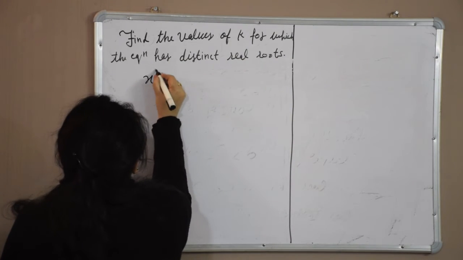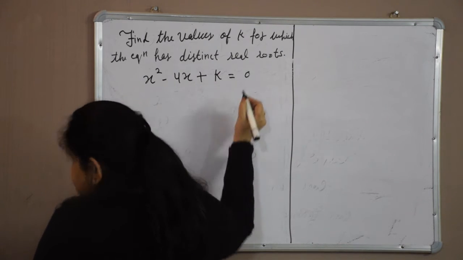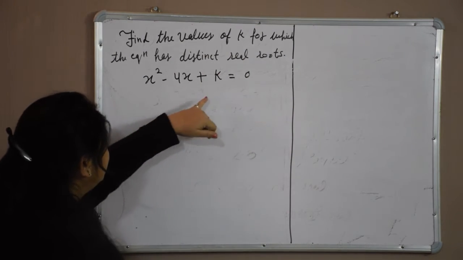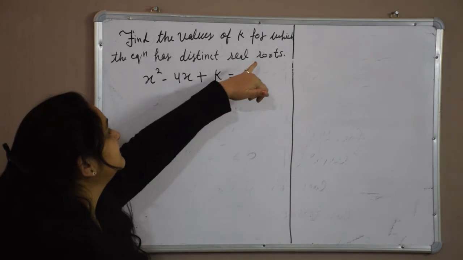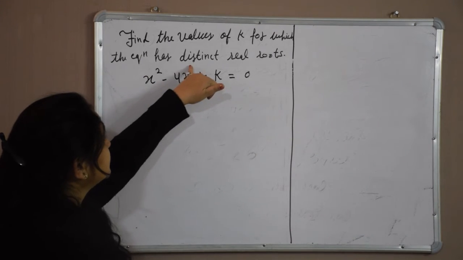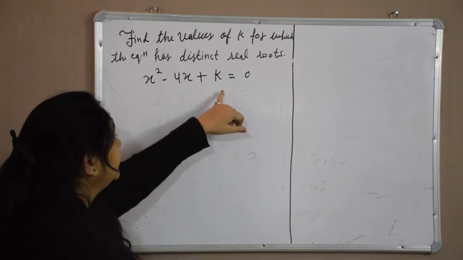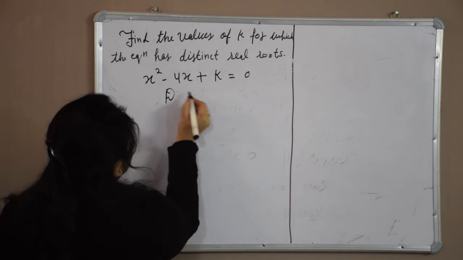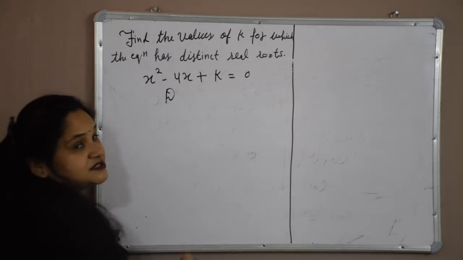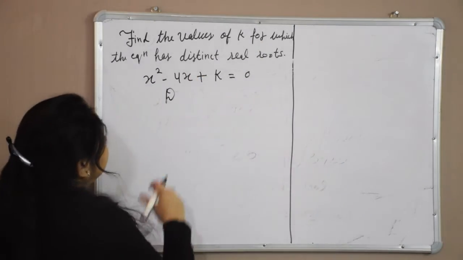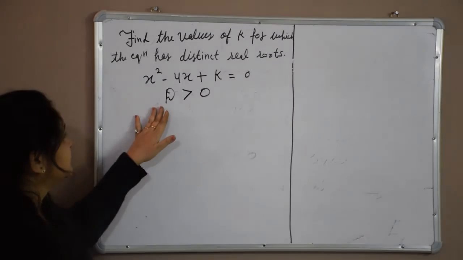x square minus 4x plus k equal to 0. This is our equation, and we have to find the values of this unknown quantity k for which the equation has distinct real roots. If they are asking only about real roots, then we can take our capital D as greater than or equal to 0. But if they are asking distinct real roots, the word distinct is with it, then we have to take only D greater than 0. This is very essential.